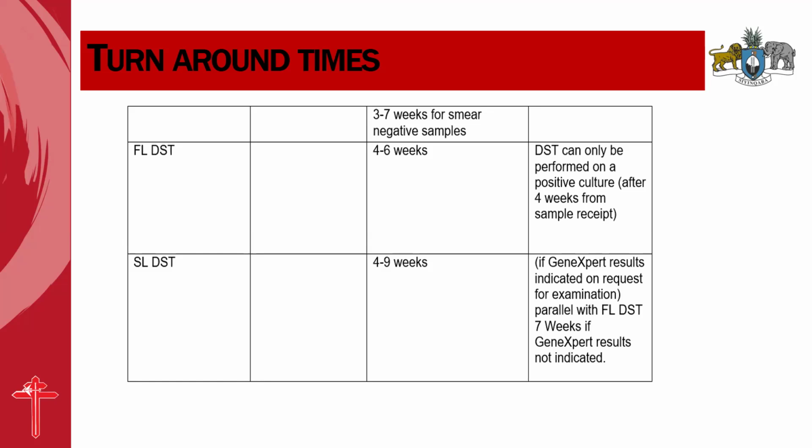The DST can only be performed on positive culture. So the first-line DST cannot be performed if the culture results are not known. Then the second-line DST is 4 to 9 weeks. If the GeneXpert results are indicated on the request for examination, in parallel with first-line DST, it is 7 weeks; it should be longer if the GeneXpert results are not indicated. So now you can see the importance of indicating the GeneXpert results, which shortens the turnaround time.